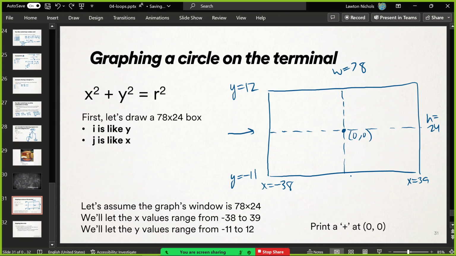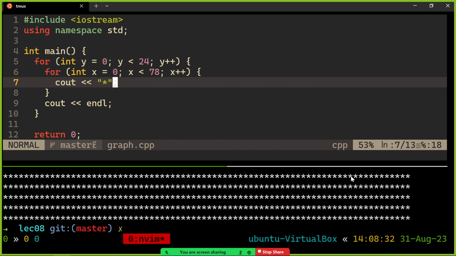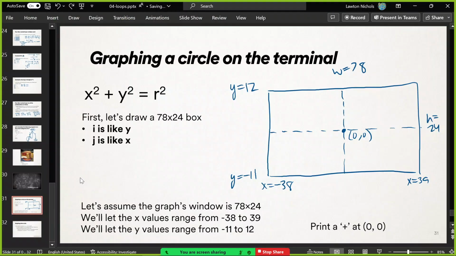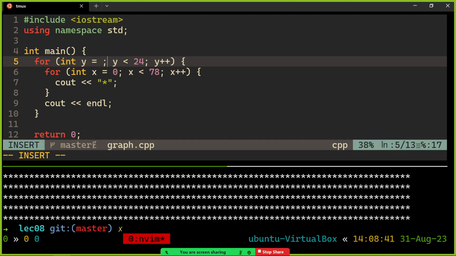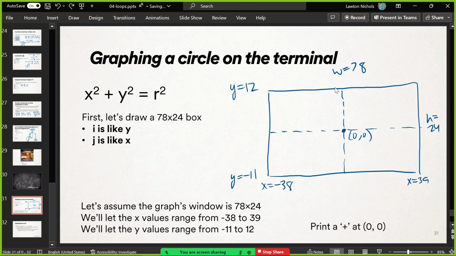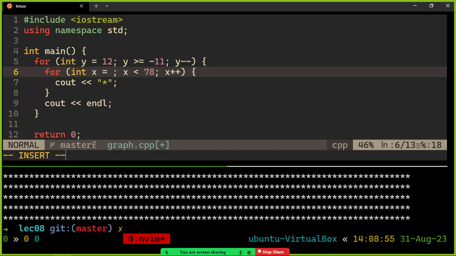So I'm just going to change the way that these variables range. They're still going to do the exact same thing. So y, we start printing up here. So y should start at 12 and get smaller, actually. Y needs to start at 12, get smaller. Y is greater than or equal to negative 11. Y minus minus. And then x is increasing from left to right, but it's starting at negative 38 and going to positive 39. Less than or equal to positive 39.